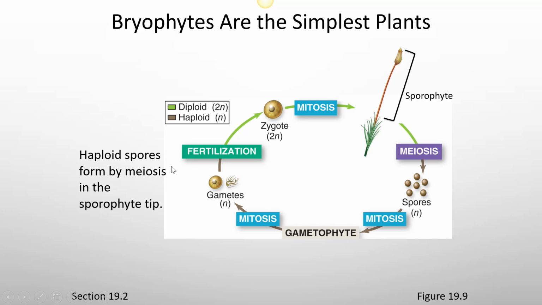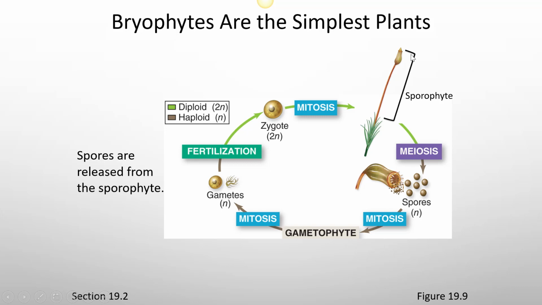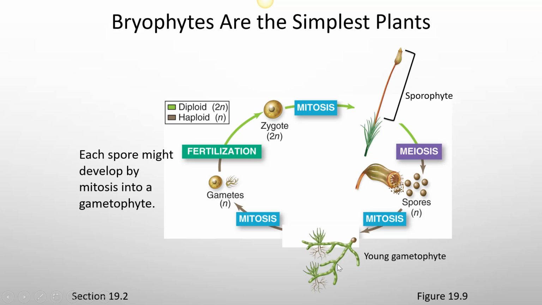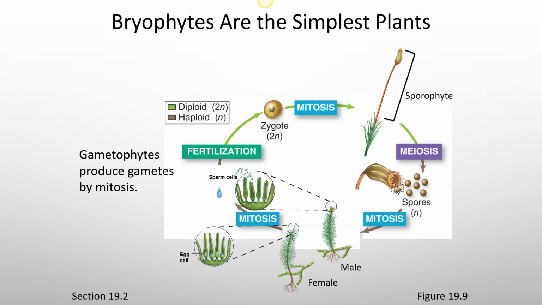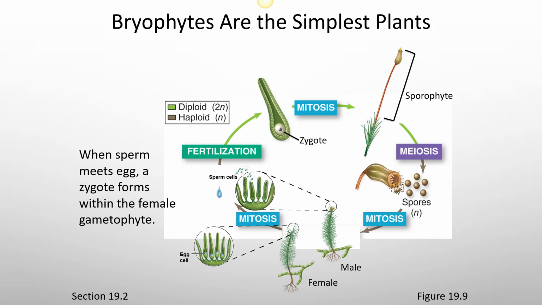So haploid spores form by meiosis in the sporophyte tip. Here you can see that. Spores are released from the sporophyte. And then the young gametophyte grows, and you can see it kind of looks like a little plant. There's male and female gametophytes, and they produce different types of gametes, so sperm cells and egg cells. Gametes travel from the male to the female gametophytes in water. When the sperm meets the egg, the zygote forms within the female gametophyte.